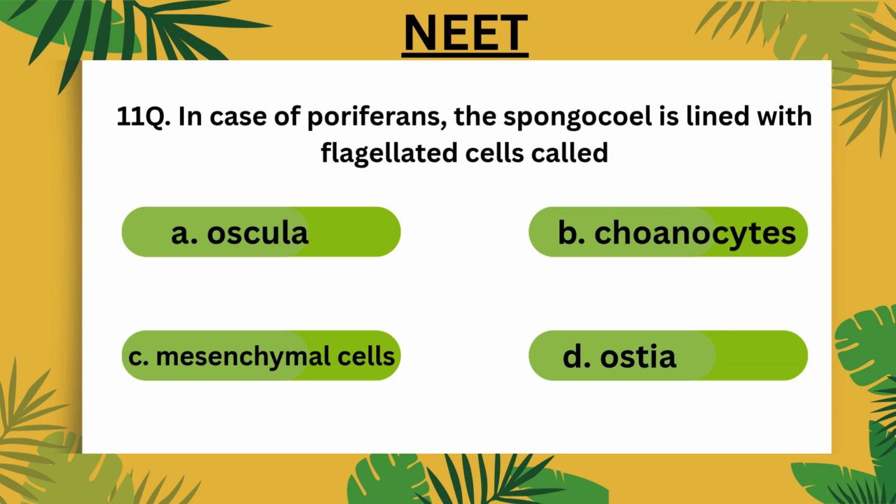Eleventh question. In case of poriferans, the spongocoel is lined with flagellated cells called A. Oscula. B. Choanocytes. C. Mesenchymal cells. D. Ostia.